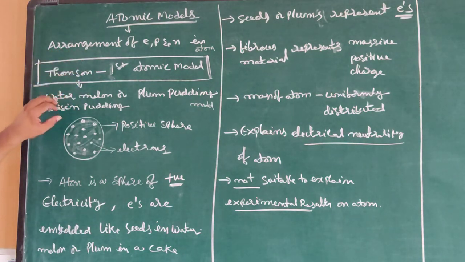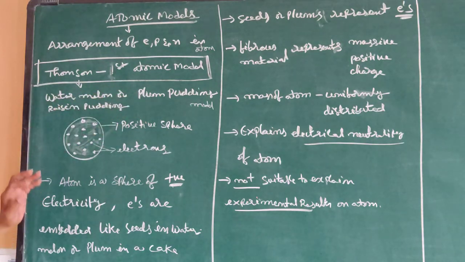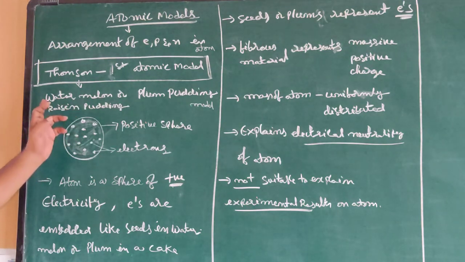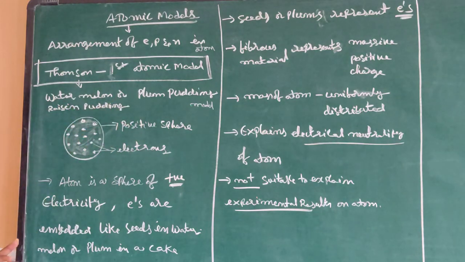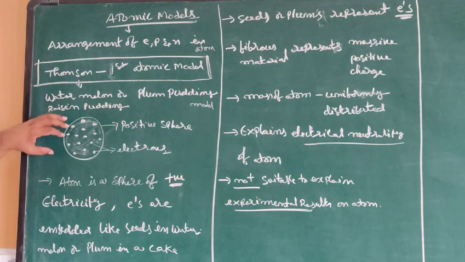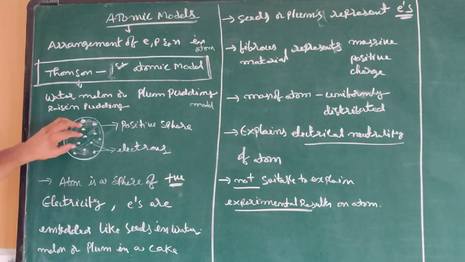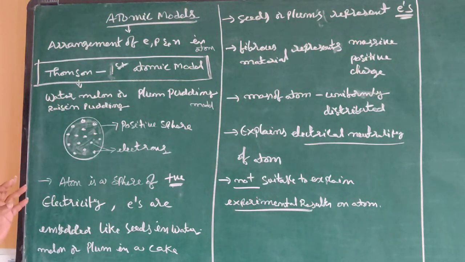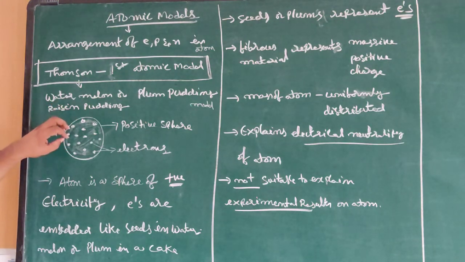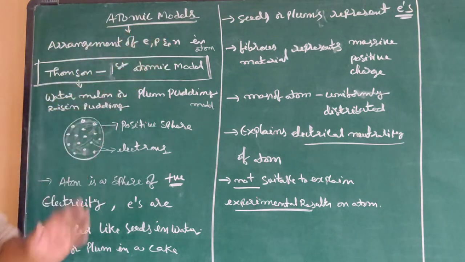Thomson atomic model is otherwise called the watermelon model, plum pudding model, or raisin pudding model. According to Thomson, an atom is a sphere of positive charge where electrons are embedded like seeds in a watermelon or plums in a cake. Here the seeds or plums represent electrons.